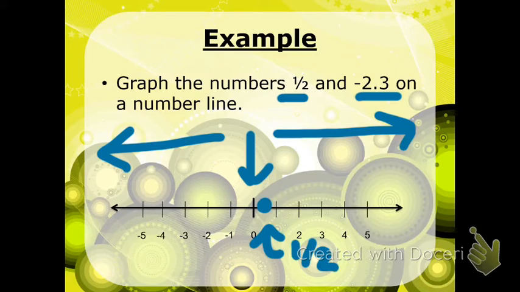-2.3 would be to the left of 0. Here's -2, and the 0.3 pushes it just a little bit closer to the -3. So approximately here would be where -2.3 is.